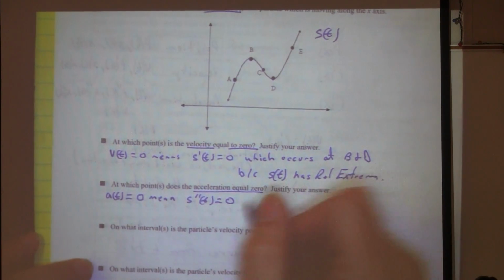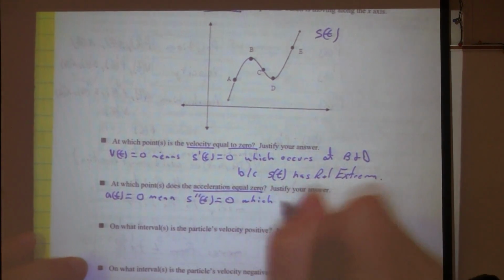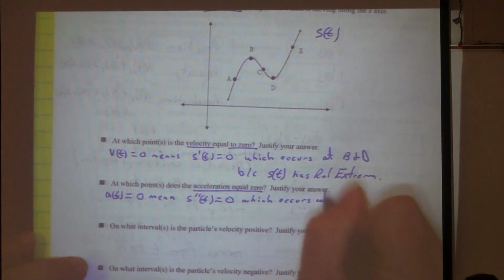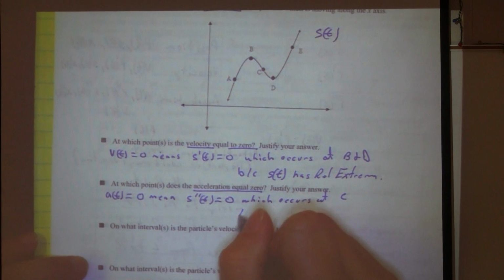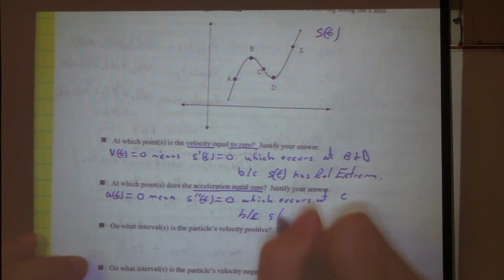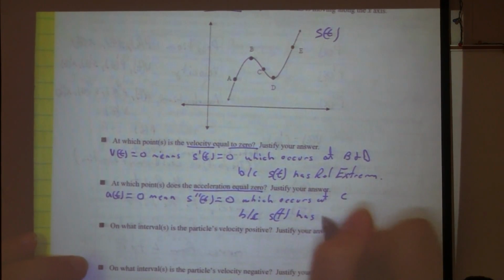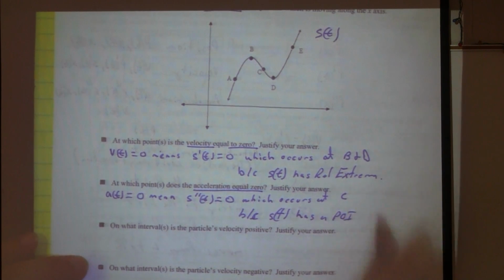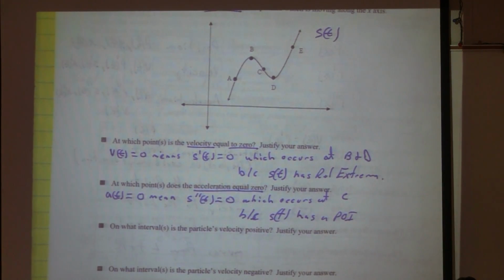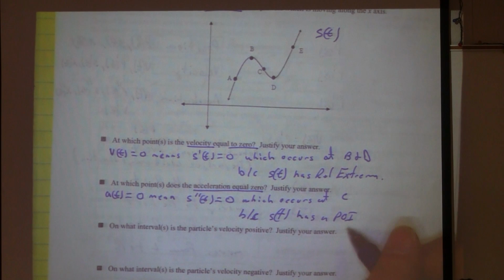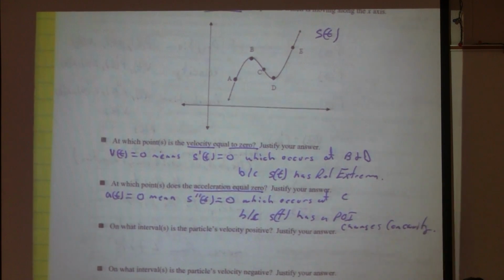Okay? So this occurs at C because S of t has a point of inflection. What happens at a point of inflection? It changes concavity.